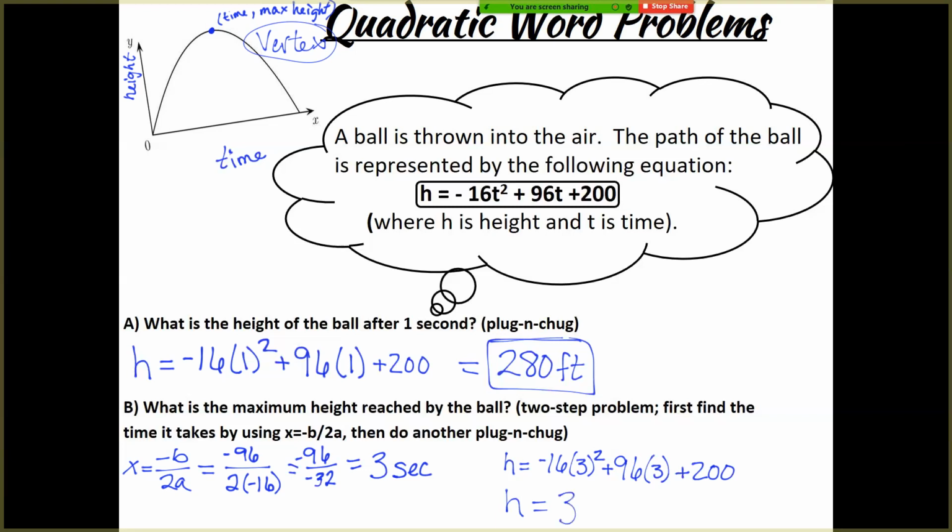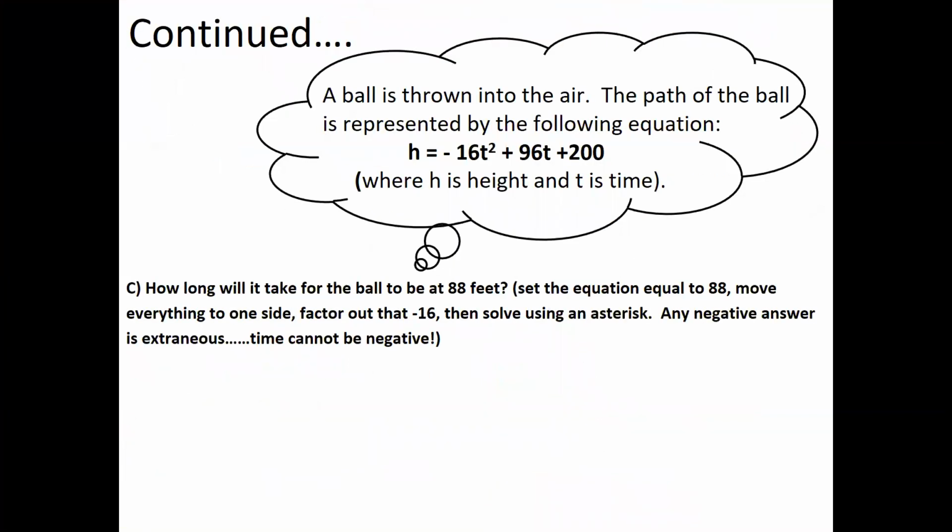344 is correct. Then we're just going to label it feet. So the maximum height the ball reaches is 344 feet. So really, we just found the vertex, 3, 344. 3 seconds is the time it takes to get to the maximum height of 344 feet. We're going to continue this problem on the next slide.